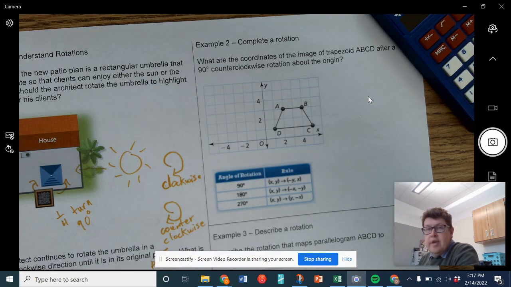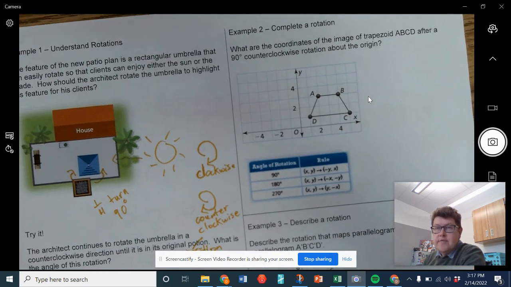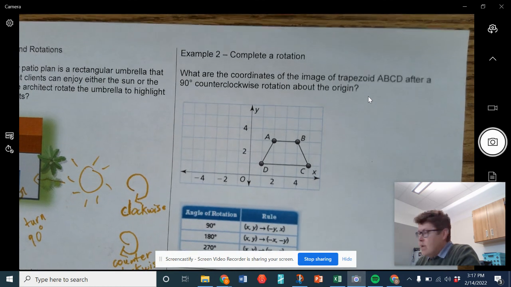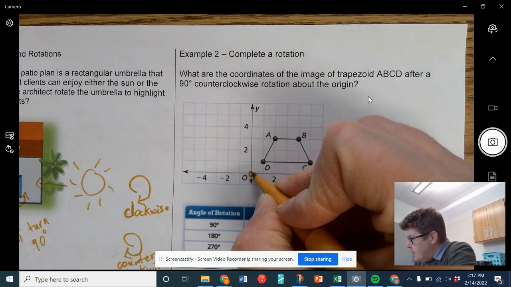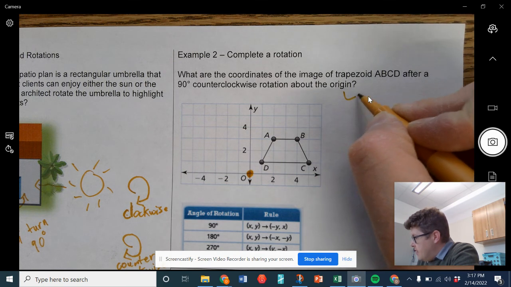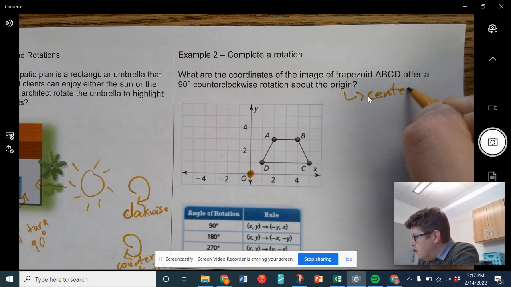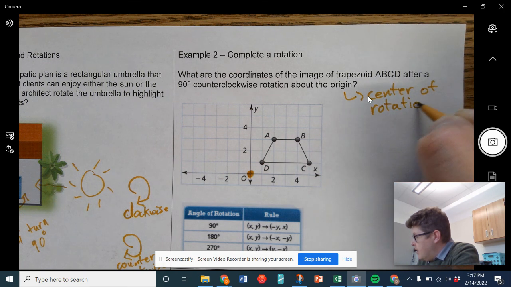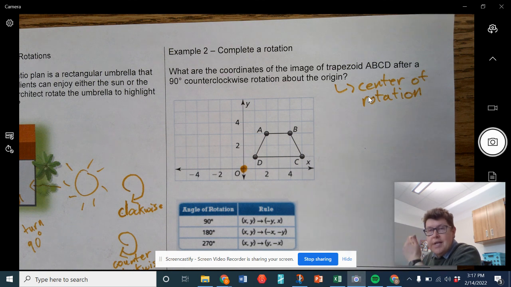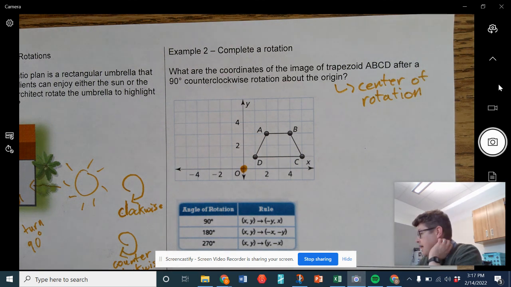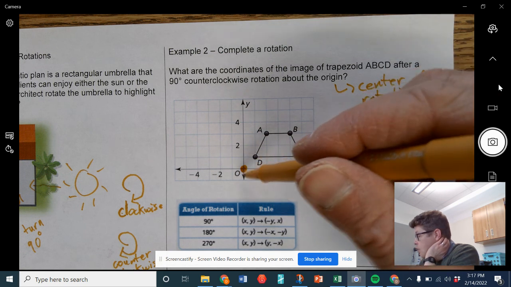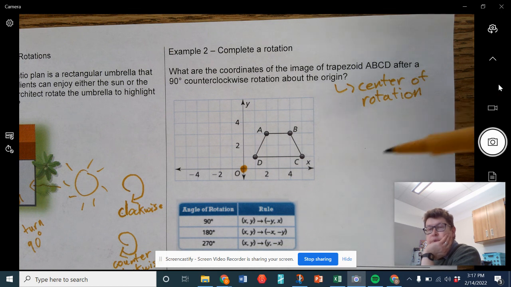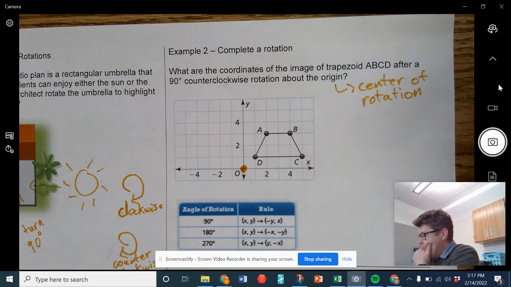Okay, what are the coordinates of the image of trapezoid ABCD after a 90-degree counterclockwise rotation about the origin? When it says about the origin, this is the origin right here. This is called the center of rotation. There's always something that it rotates around, right? In the case of a tire, it's rotating around the axle, but a lot of this is rotating around the origin. In fact, that's all we're going to talk about in 8th grade. You'll rotate around different points when you're in geometry, so just be aware.